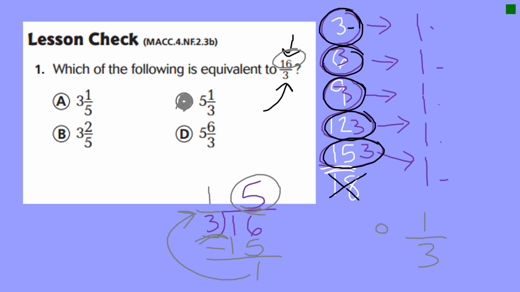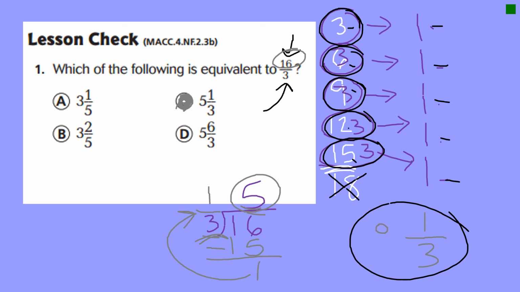And I was writing 3, 6, 9, 12, 15, just to keep track of how many pieces I was using each time I made a whole. So I have 1, 2, 3, 4, 5 whole things and 1/3 left.